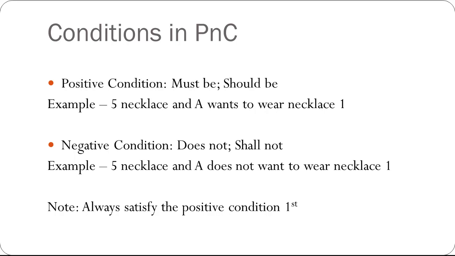Now there are basically 2 types of condition which can be there in permutation and combination. It can either be a positive condition or it can be a negative condition. A positive condition will have keywords like must be, should be, etc. For example, there are 5 necklaces and A wants to wear necklace 1. That's a positive condition, that A will be wearing necklace 1.